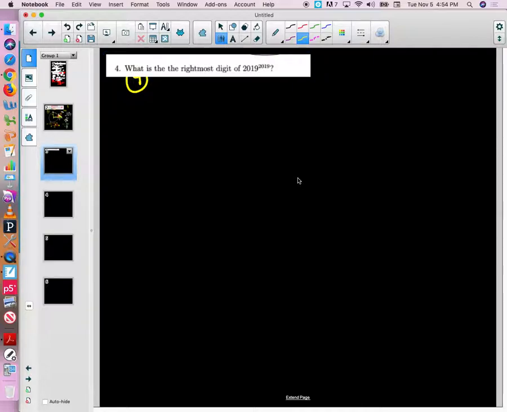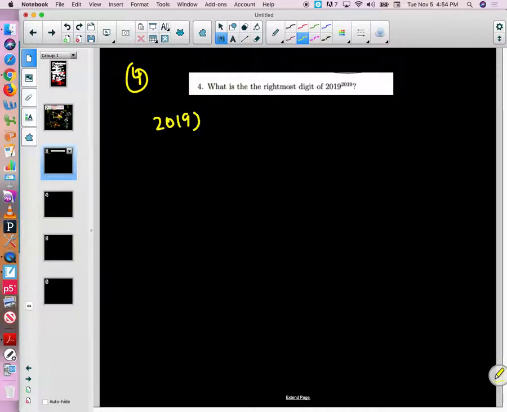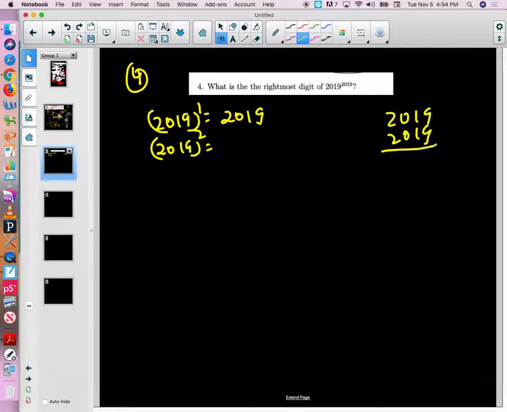All right, the rightmost digit, now that is ridiculous. So let's just start off looking for a pattern. 2019 to the first is 2019. 2019 squared is 2019 times 2019, which you can multiply on your calculator, but I'm not going to. A lot of these contests we're going to do aren't going to have a calculator anyway.